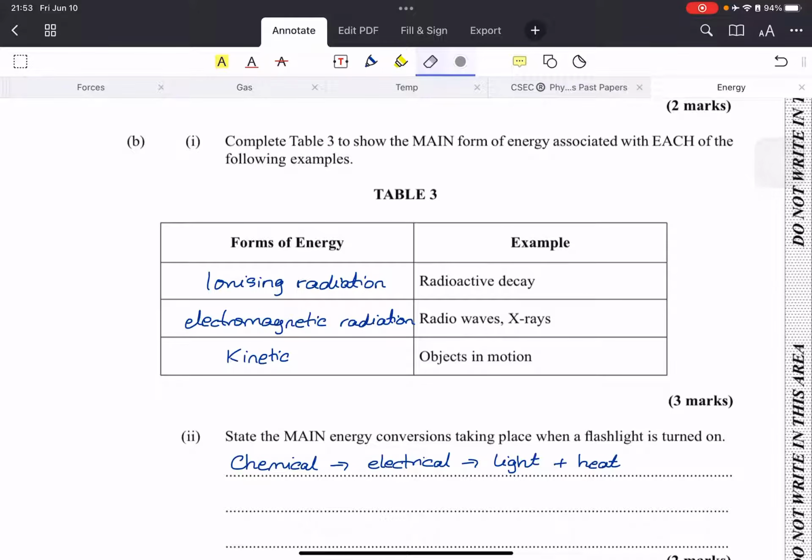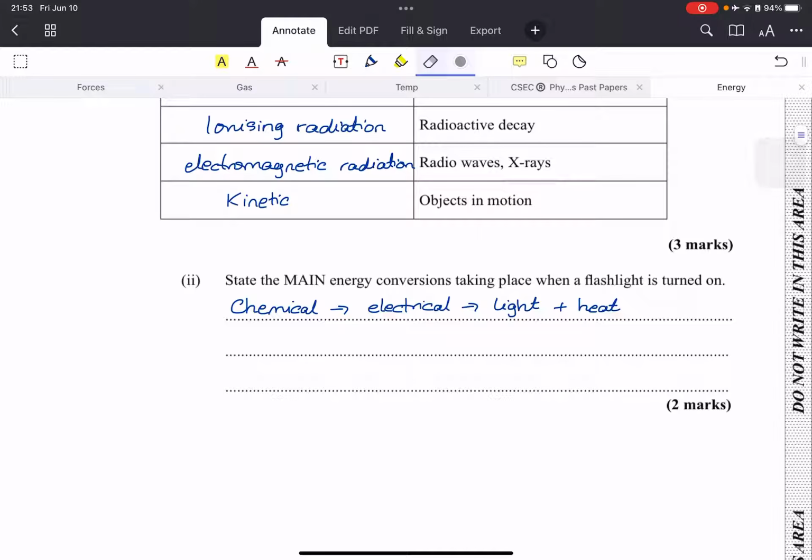That ionizing radiation is in the form of energy, right? And in terms of waves, we have electromagnetic radiation. And finally, this one is an easy one. Objects in motion have kinetic energy, as opposed to objects that are static or in one place, which have potential energy.